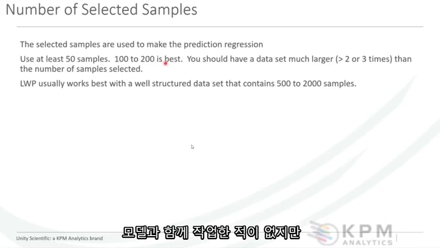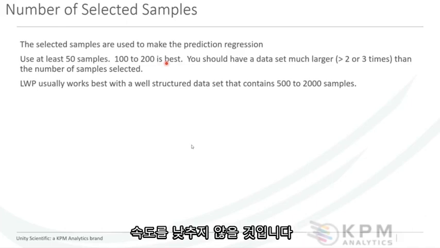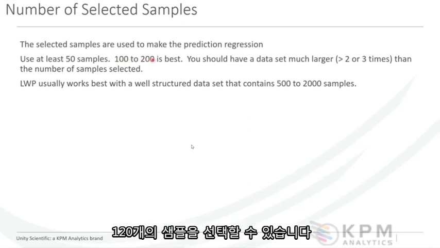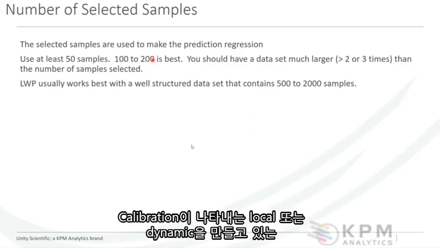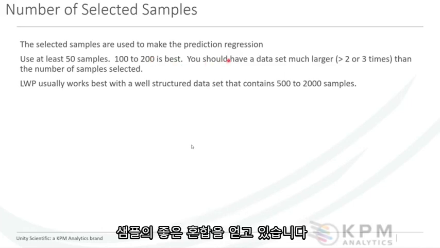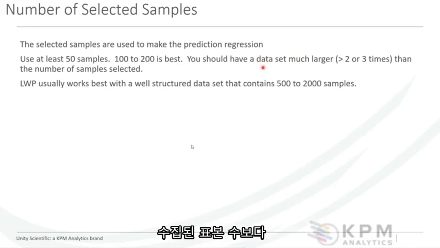I haven't personally worked with a model yet that we had enough samples to work with 200. But with modern computers, selecting more samples is not really going to slow you down. So if your larger sample set is a couple thousand samples and you can pick 100 to 200 samples, that's great. So you're getting a good mix of samples that you're making these local or dynamic calibrations, regressions for.